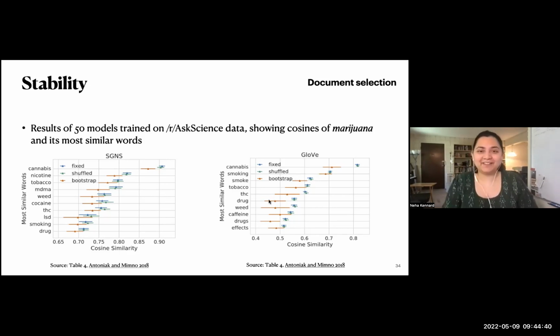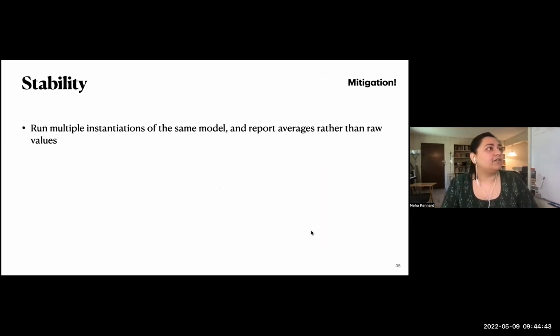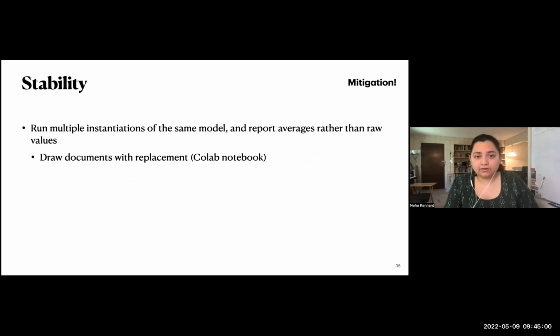So the idea behind bootstrapping is you run multiple instantiations of the same model and then you report averages rather than raw values. And the way that we do that is to draw documents with replacement. We'll look at this code in the Colab notebook, but I think the real beauty of this paper is that the idea is super simple. I think the main contribution is the insight and the very rigorous execution. So even though I'm going to show you the code, you're going to be like, this is 2 lines of code, but it's 2 very important lines. And again, please read this paper. It's a very good paper.